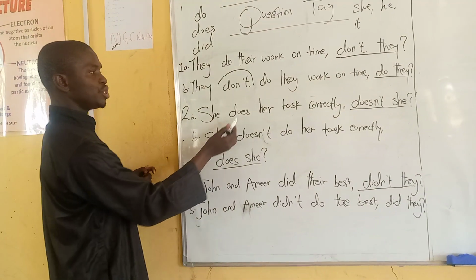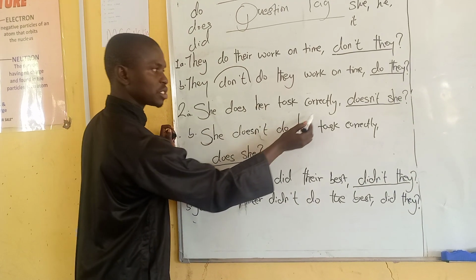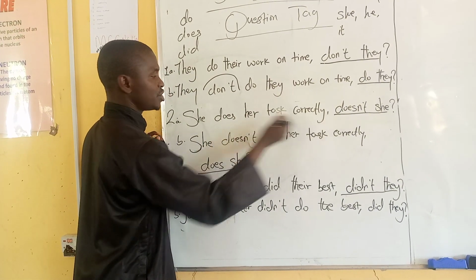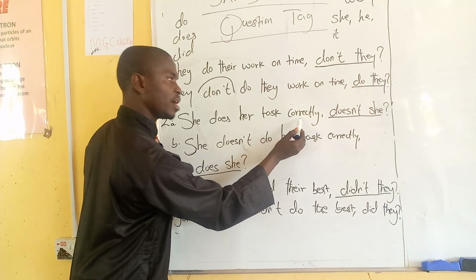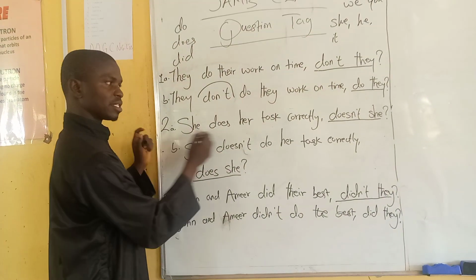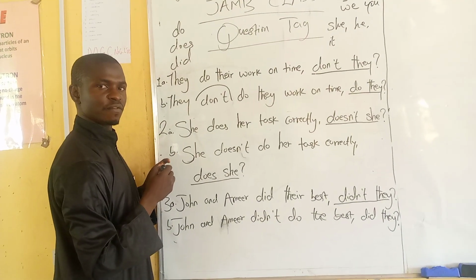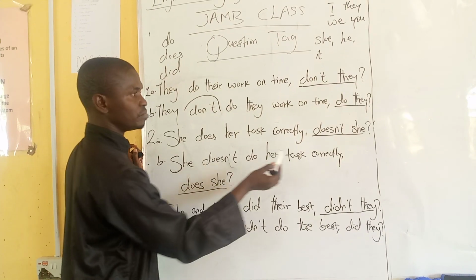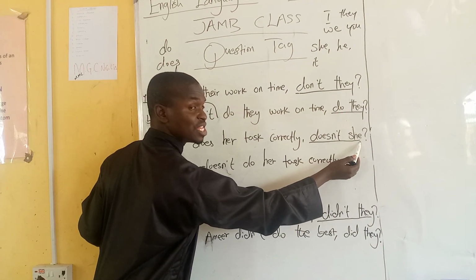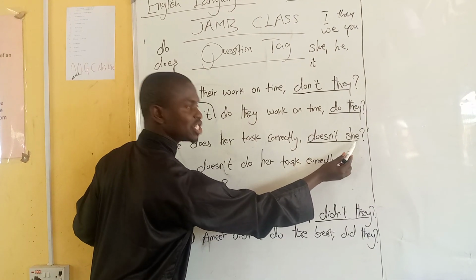2A, she does her task correctly. She does her task correctly. That's the aspect of the statement. Of course, the question should be, doesn't she? Doesn't she?